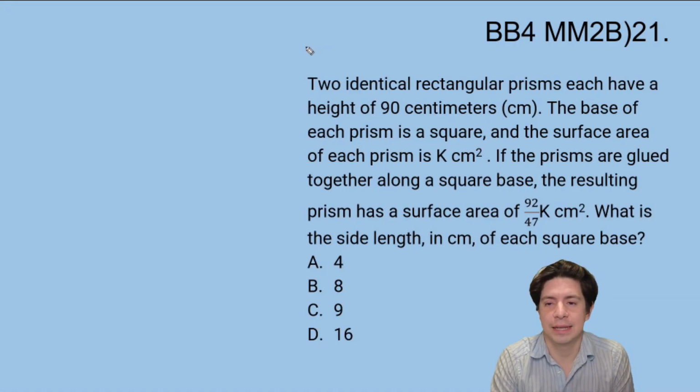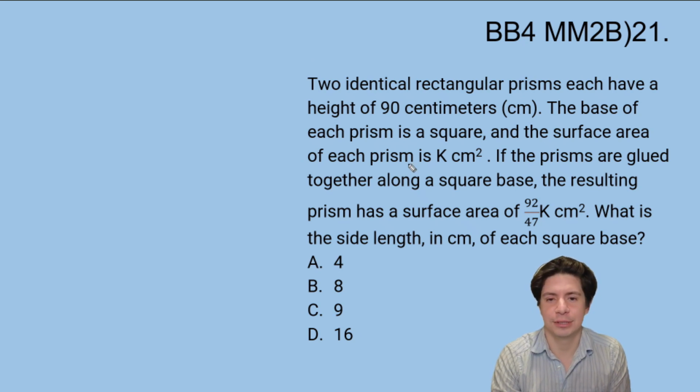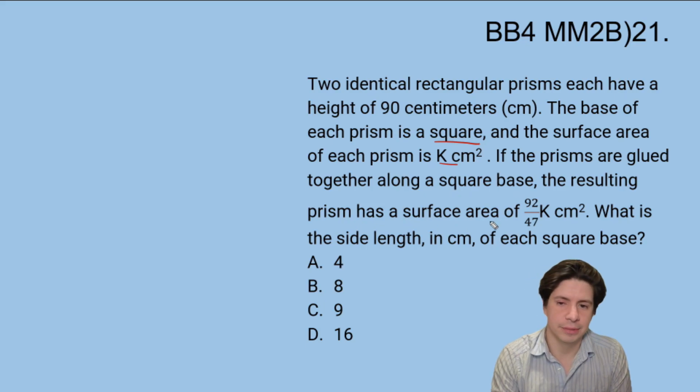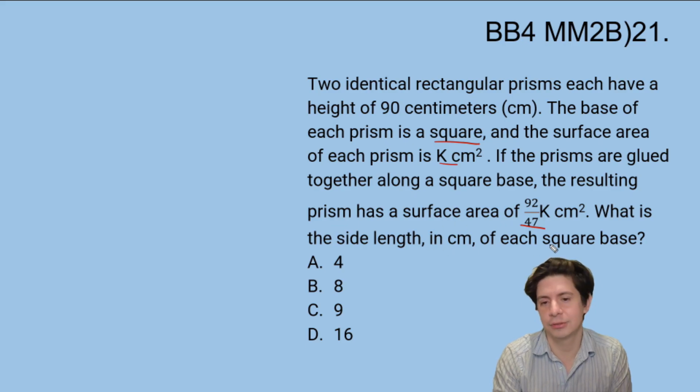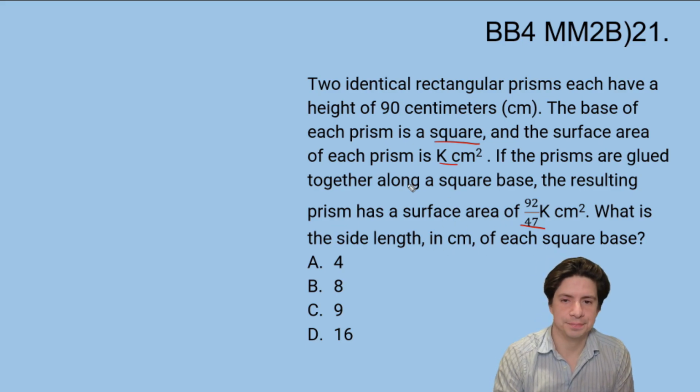Two identical rectangular prisms each have a height of 90 centimeters. The base of each prism is a square, and the surface area of each prism is k centimeters squared. If the prisms are glued together along a square base, the resulting prism has a surface area of 92 over 47k centimeters squared. What is the side length in centimeters of each square base?